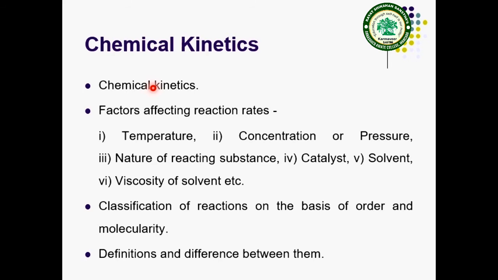So this kinetics, when it is related towards chemical reactions, is termed as chemical kinetics. So chemical kinetics is the study of rate of chemical reactions, factors affecting the rate of reaction, as well as the mechanism that is included in the chemical reaction. Okay, now we consider in brief the factors affecting reaction rate.